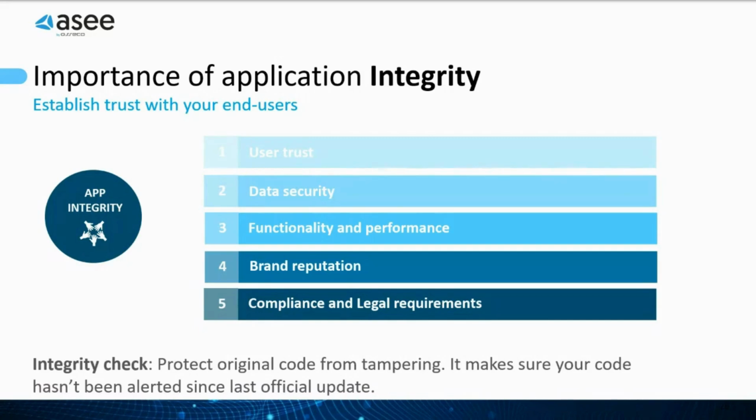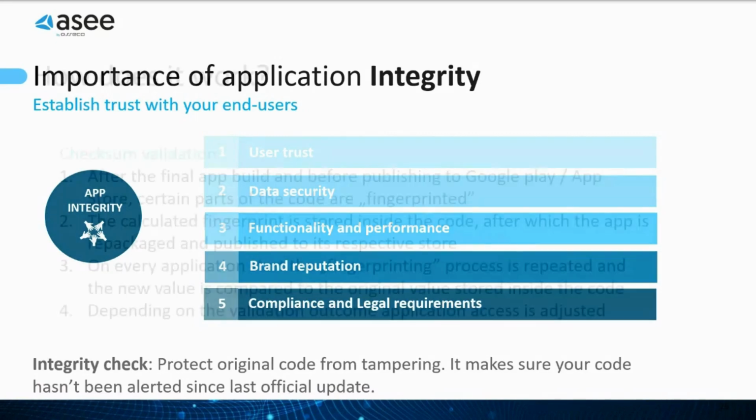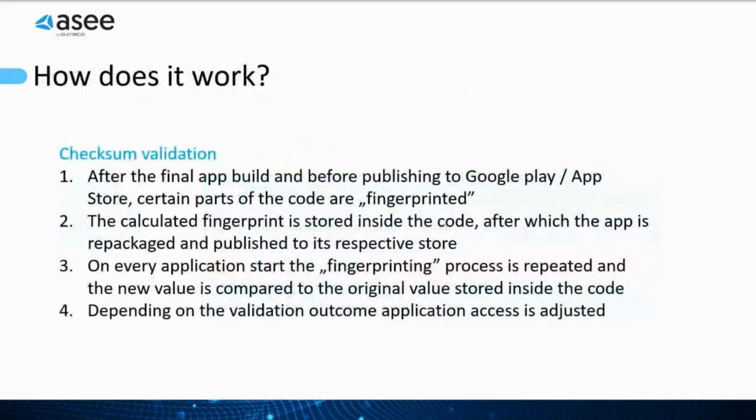Also, brand reputation is very important, because building and maintaining app integrity is essential for creating a positive image, and it's very important for user loyalty. And the last one, by prioritizing app integrity, developers can ensure compliance with relevant laws and regulations, maintaining the integrity of the app. How do we do this, and how does it work?